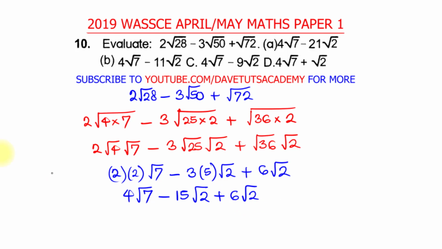We can further simplify this. Since we have only a singular root 7, that will still be 4 root 7, then minus 15 root 2 plus 6 root 2. We are having the same surd, so we can carry out the algebraic operation on 15 and 6. Minus 15 plus 6 will be minus 9 root 2.